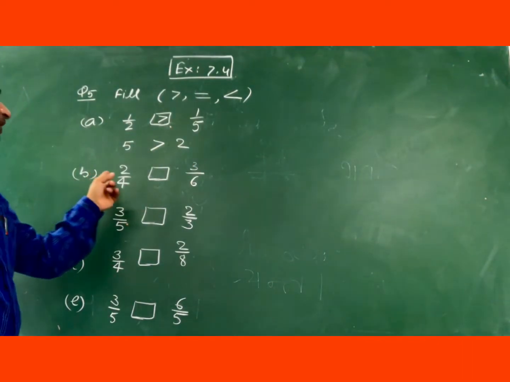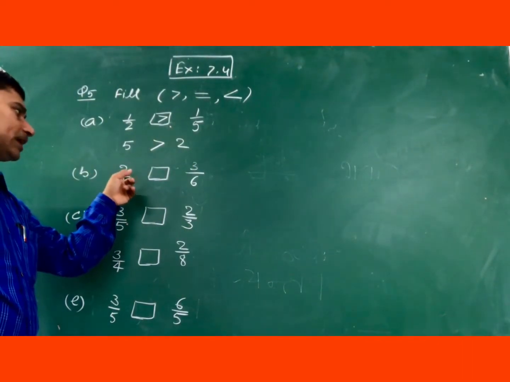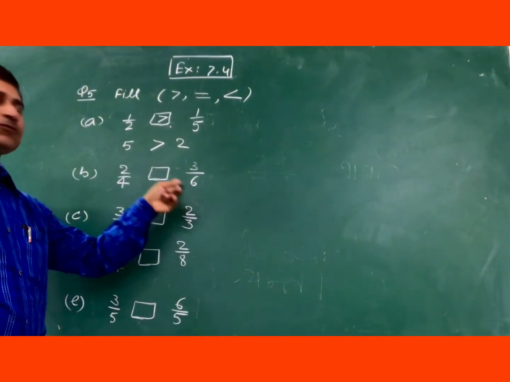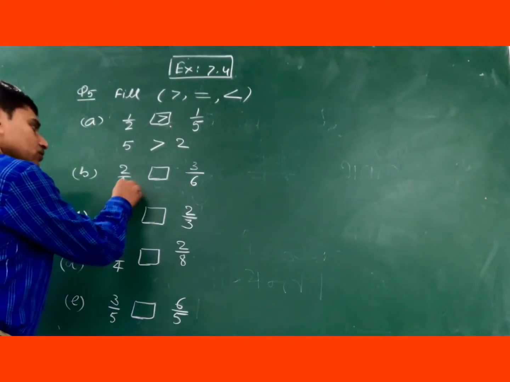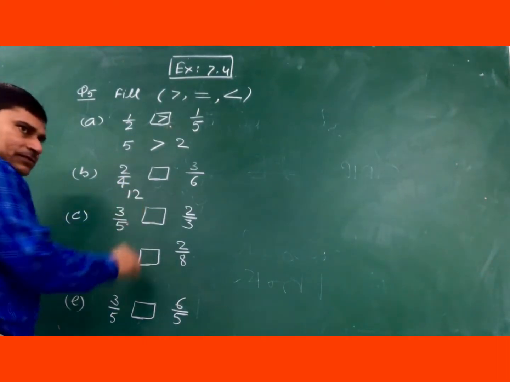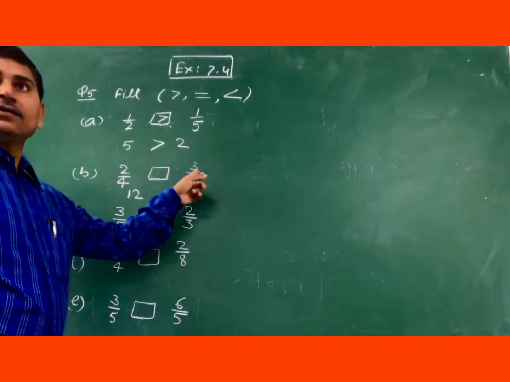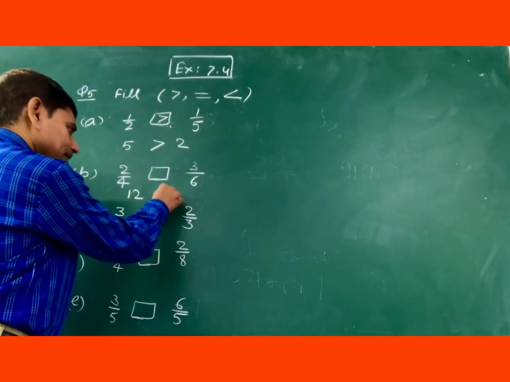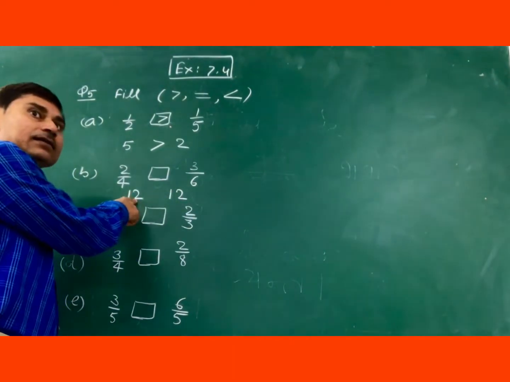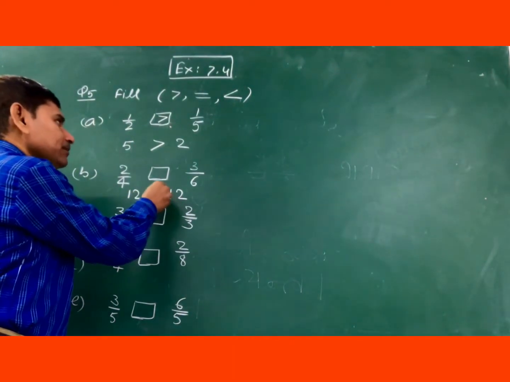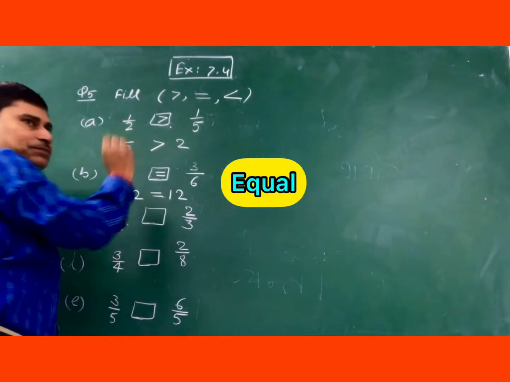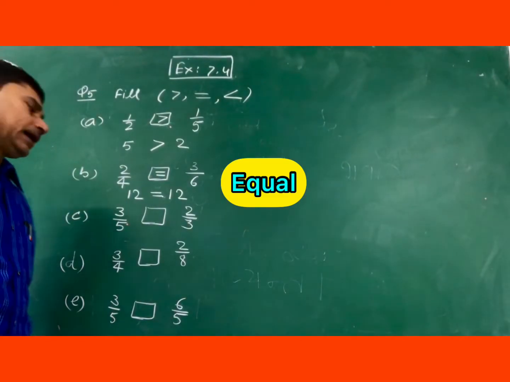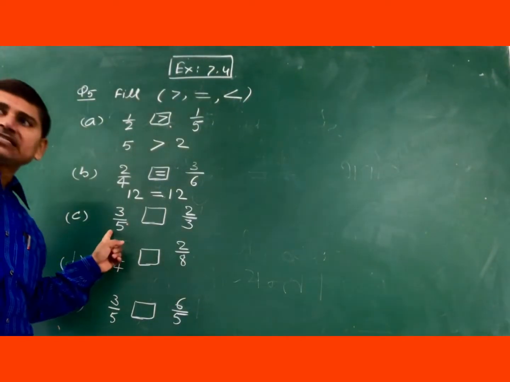Now the next B part is 2 by 4 and 3 by 6. Again you multiply: 2 sixes are 12 and 4 threes are again 12. So these are equal. It means you fill the equal sign here. Clear? Yes, sir.